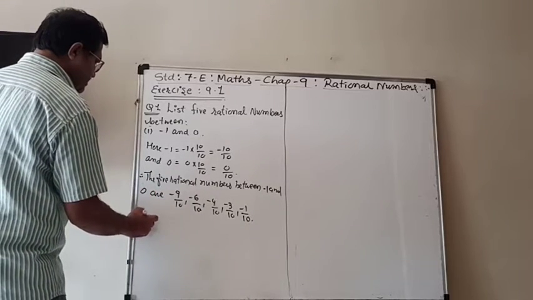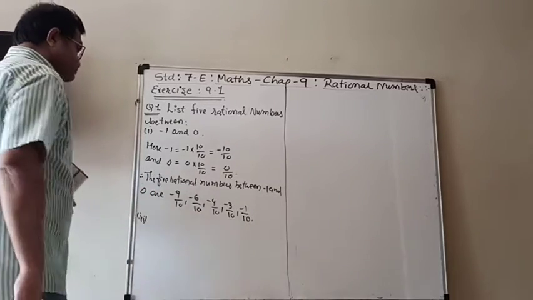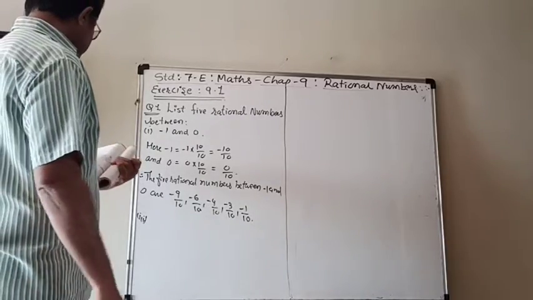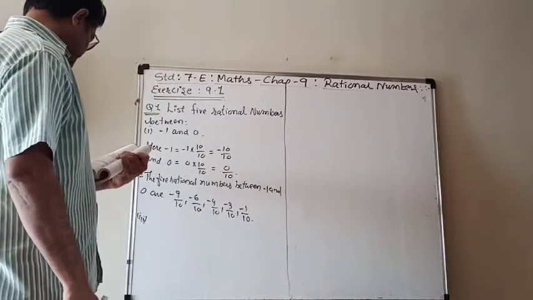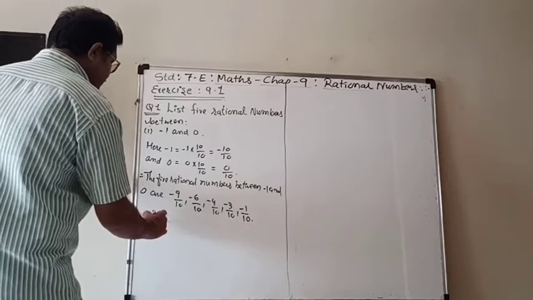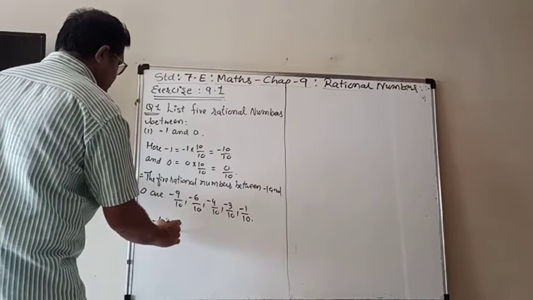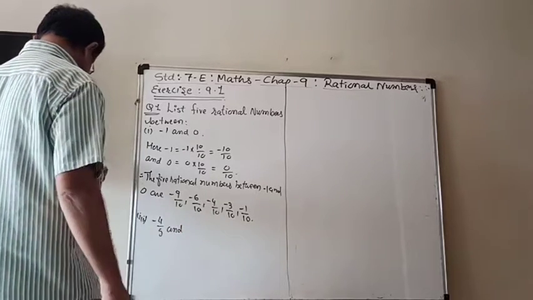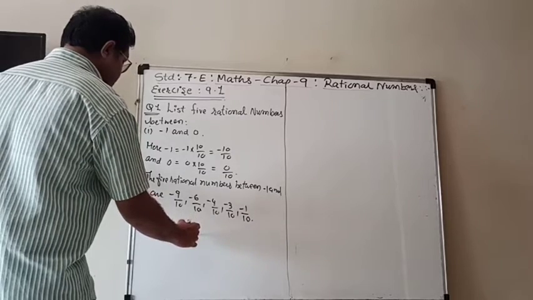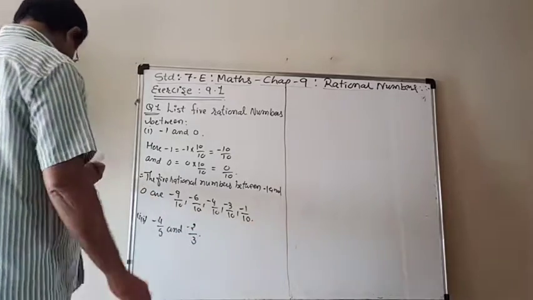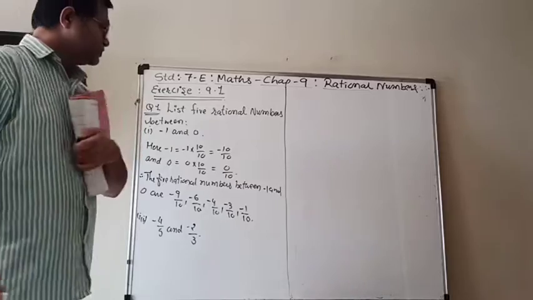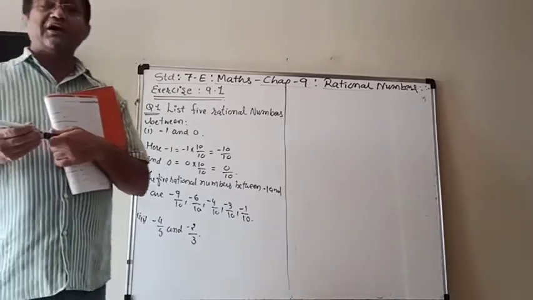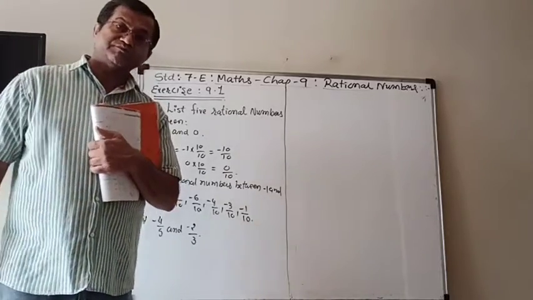Let's take the third one. Second you can do in homework. So what is remaining you will do in homework. Third one, -4 upon 5 and -2 upon 3. So now -4 upon 5 and -2 upon 3.